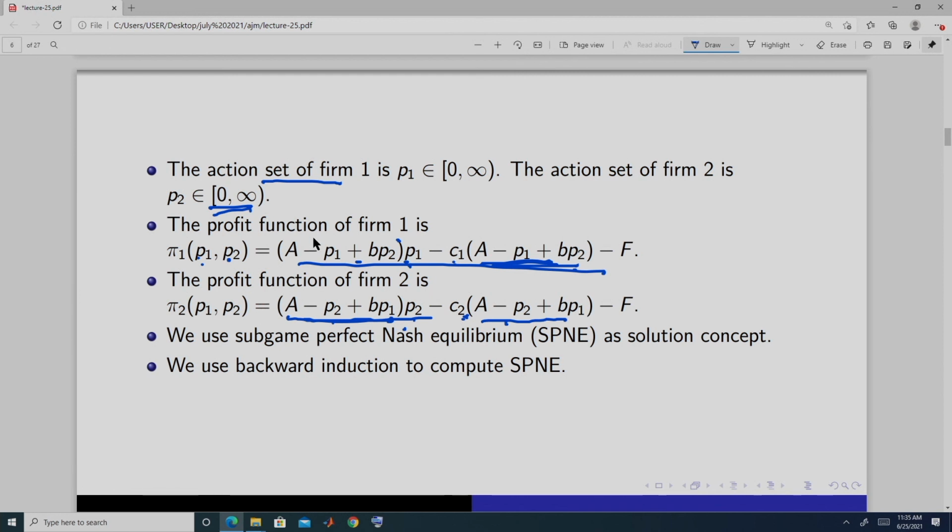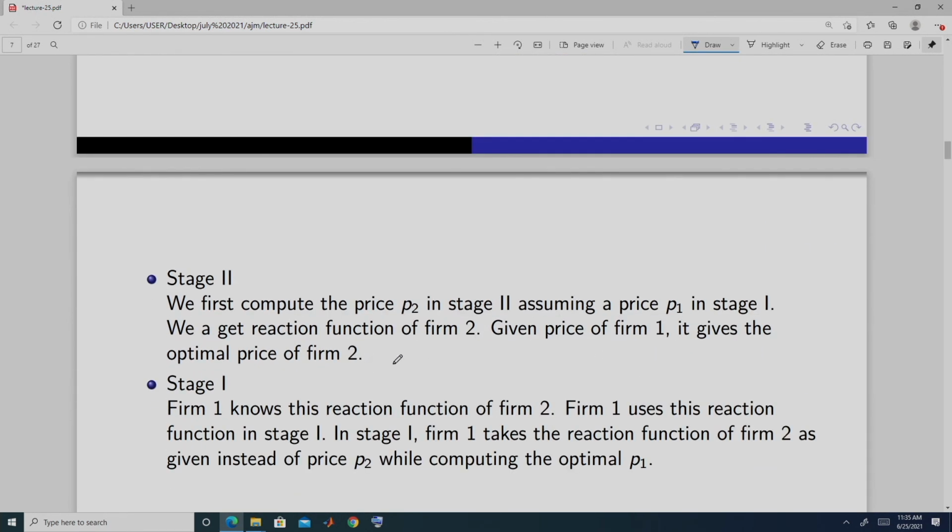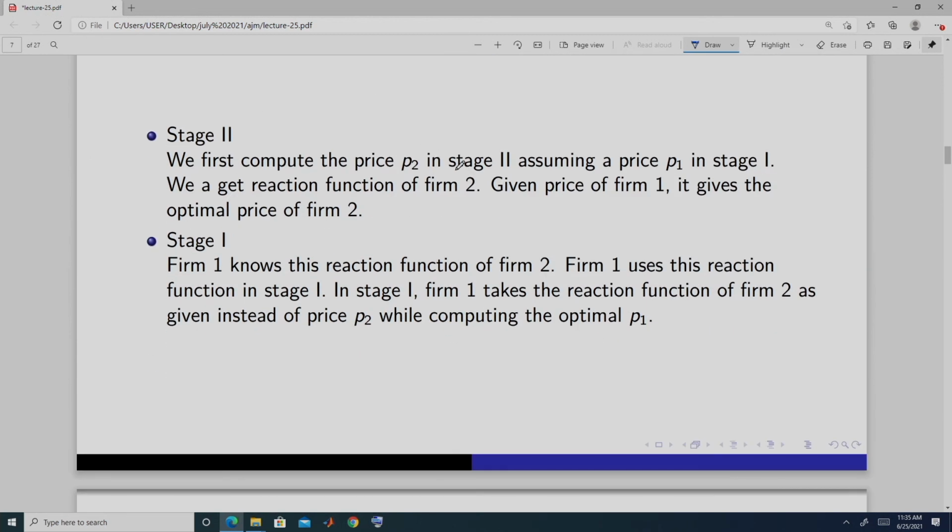Okay. Now, these profit functions are the payoff functions of the firms. We will use subgame perfect Nash equilibrium as the solution concept in this case, and we will find the SPNE through backward induction. So, first we will solve stage 2, which is the last stage, assuming a given P1 from stage 1. We will get a reaction function of firm 2 when we optimize P2. So, if P1 takes a specific value, we will know the optimal value of P2 based on that reaction function. Now, firm 1 will know this reaction function, or can compute it, and instead of taking P2 as given, it will take that reaction function as given, and based on that it is going to decide its optimal P1.